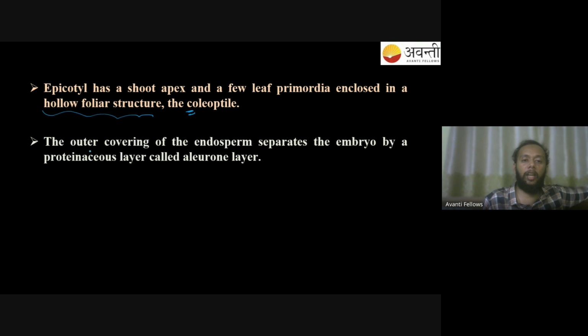The outer covering of the endosperm separates the embryo by a proteinaceous layer called the aleurone layer. देखो यहाँ पे इन्होंने मेंशन किया हुआ है aleurone layer को. So remember, aleurone layer is the outer covering of the endosperm. It is the outer covering of my endosperm called the aleurone layer. So ये बात आपको यहाँ पे मालूम होनी चाहिए.